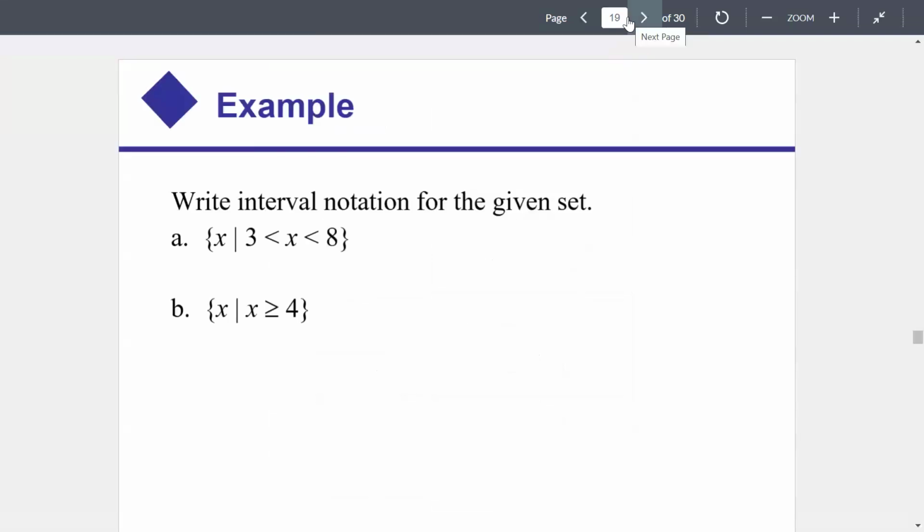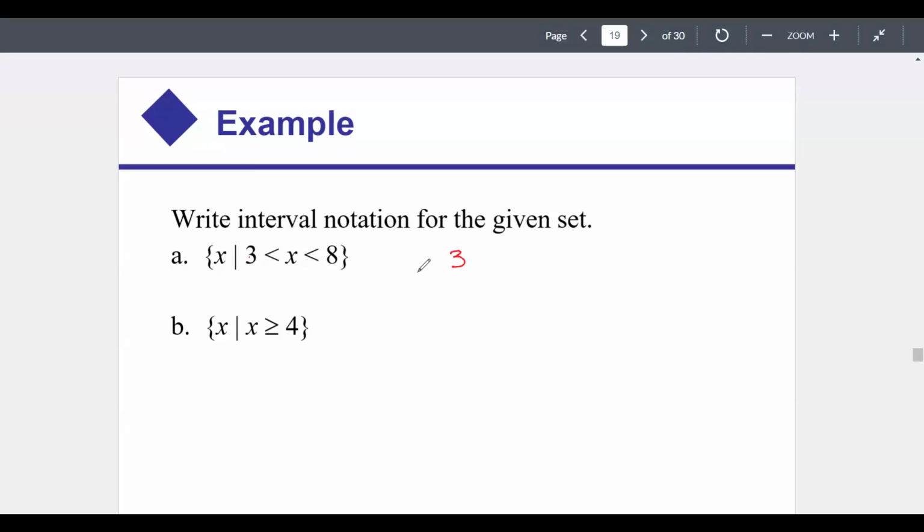So for an example, we want to write the following inequalities in interval notation. The first thing we do is, 3 is the smallest, so we'd write 3 first. 8 is the largest, so we'd write 8 second. So right at 3, we have a strictly less than inequality, so we use a parenthesis. At 8, we have a strictly less than inequality, so we use a parenthesis again. So x, such that x is greater than 3 but less than 8, is parentheses 3, 8, parentheses.